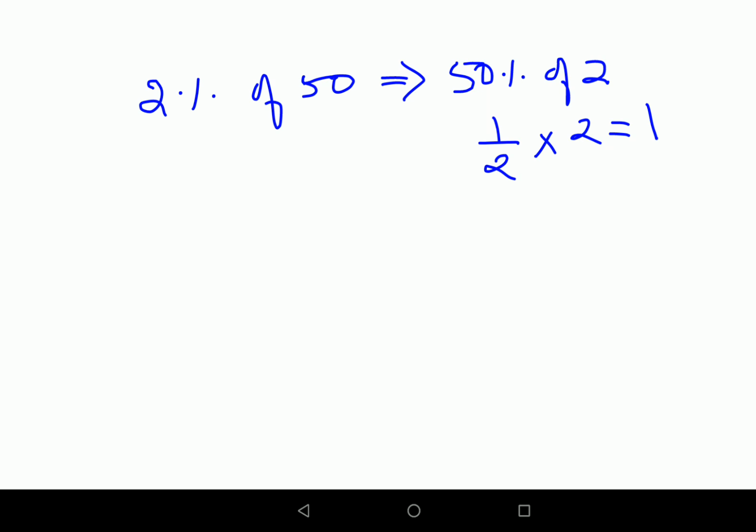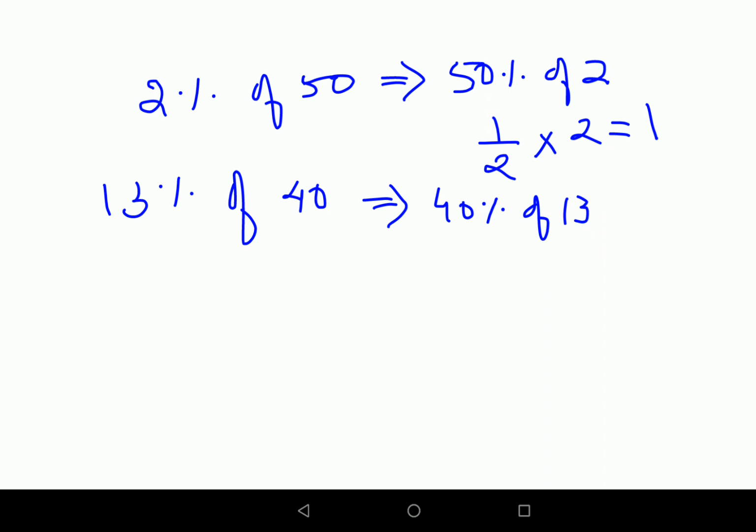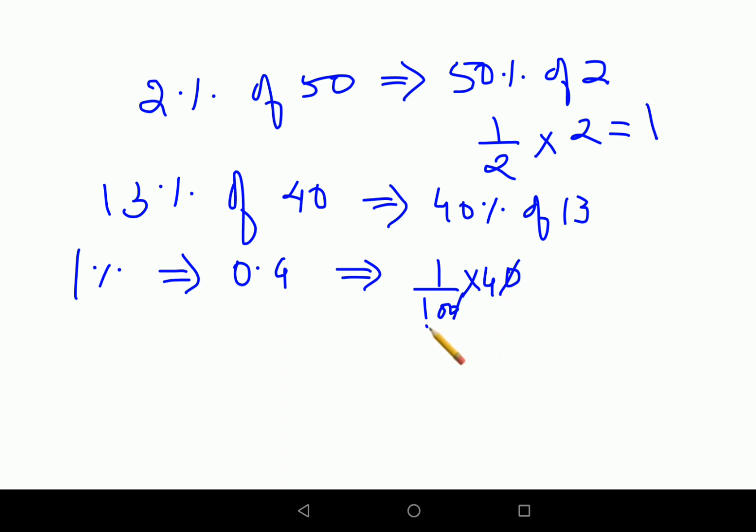Now let's say what is 13% of, let's say, 40. So now here this is quite interesting. Here you can obviously do 40% of 13. Yes, you can do that, but I'm going to show you another trick over here. Let's do what is 1% of 40. 1% of 40 is 0.4. Correct. And how did I get that? It's nothing but 1 upon 100 into 40. So the zeros are cancelling. You're getting 4 upon 10, that is 0.4.